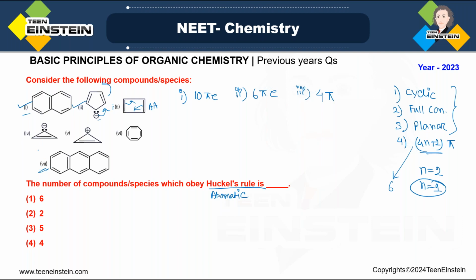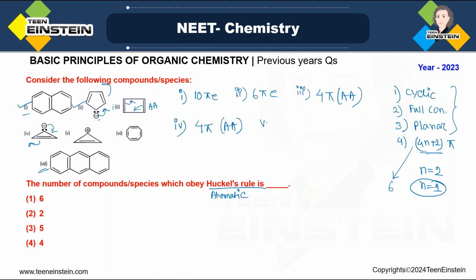Come to number 4. Now 4 is just like 3 because in 4 also you have one negative charge, one double bond. So ultimately it is again 4 pi electrons. Here also conjugation is possible. So this is also anti-aromatic just like 3.